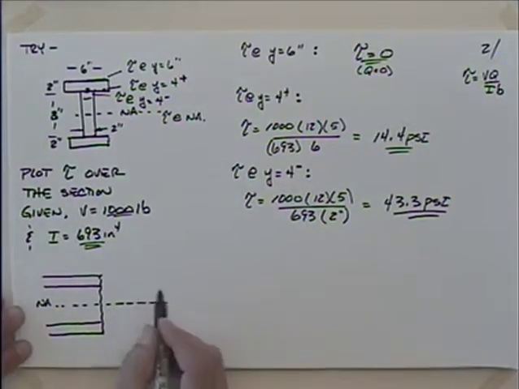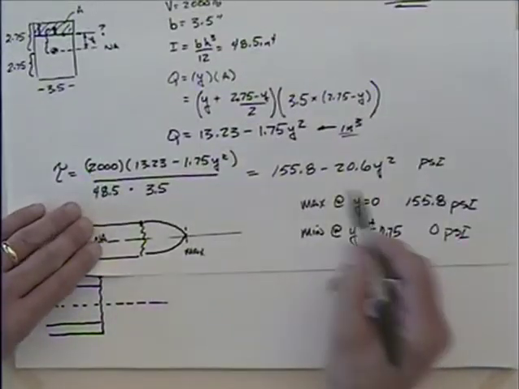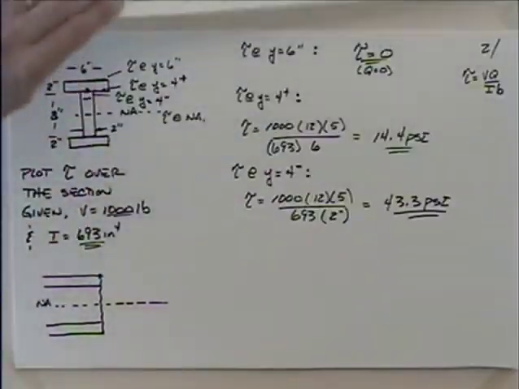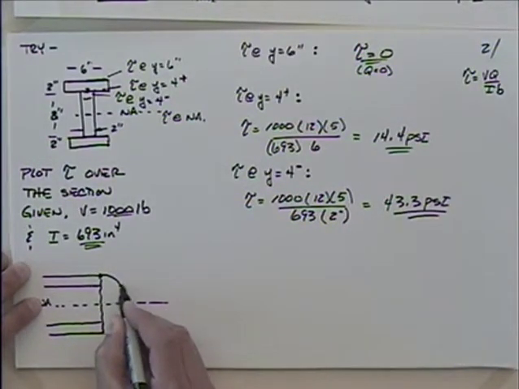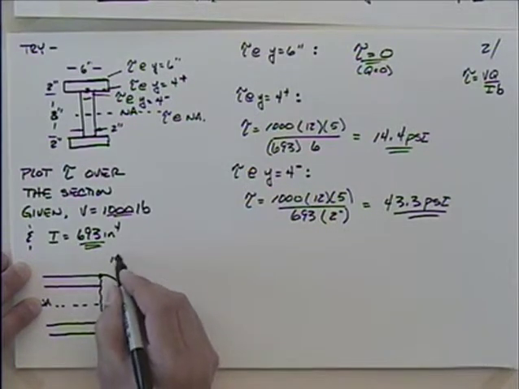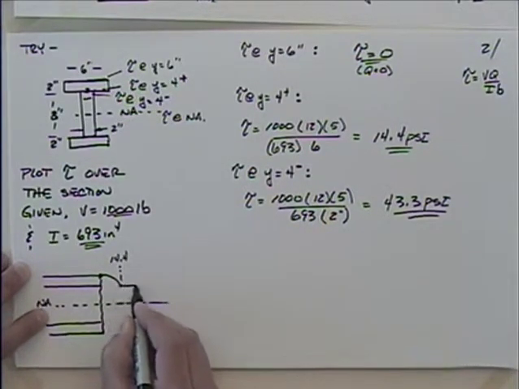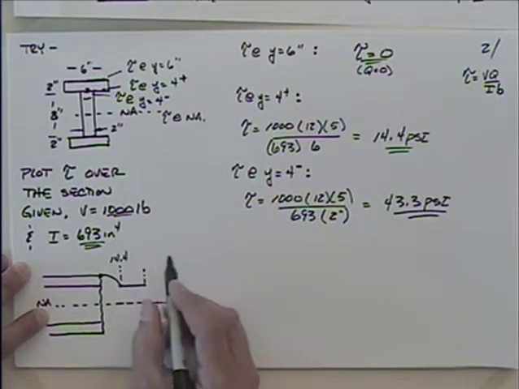So we got something that's looking like this. It's starting out at 0 here, and then it's a second order curve, right? We saw this clearly as a second order curve. So we're going to go second order to a point that's right there, and that has a value of what? 14.4. Then we have a discontinuity. It jumps up to 43.3.